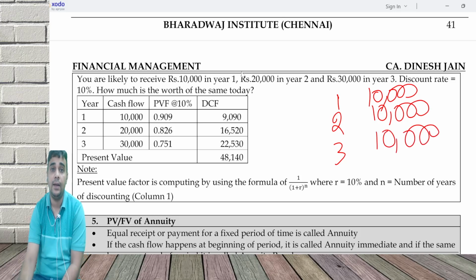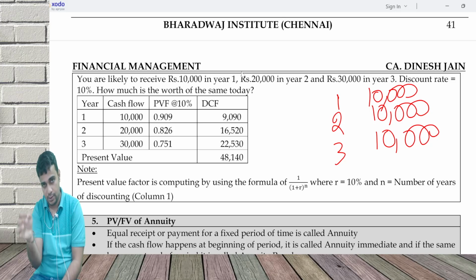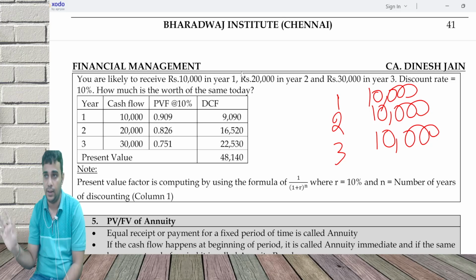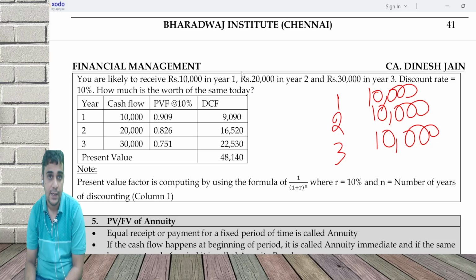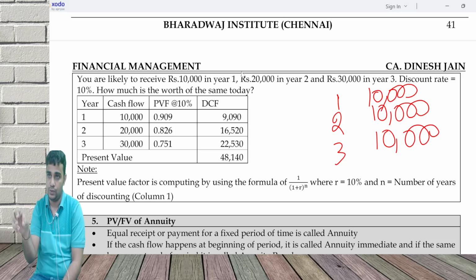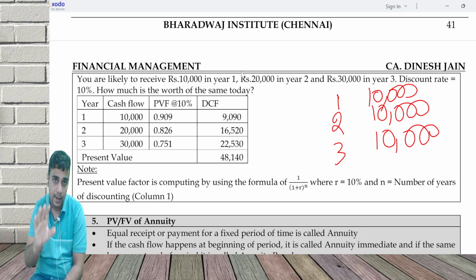If I'm going to get 10,000 every year, it is called an annuity, the same amount. Year 1, 10,000, year 2, 25,000, year 3, 10,000 is not an annuity, because you're not getting the same amount. Year 1, 10,000, year 2, 10,000, year 3, nothing, year 4, 10, year 5, 10, year 6, 10. Again, not an annuity. Annuity means same amount and same periodicity.